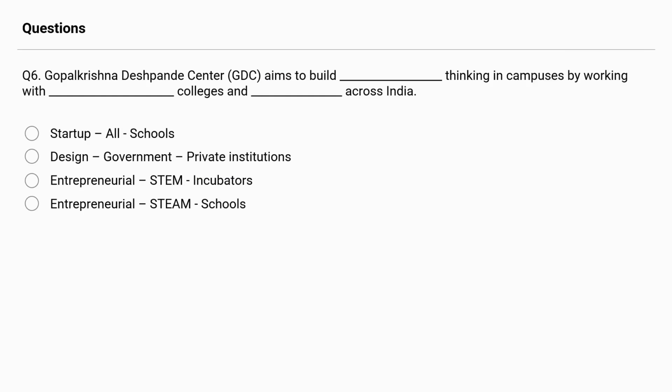Again, this is around GDC because that has been one of the more core areas of this particular week's content. GDC aims to build dash. Now, this is the first blank. Dash thinking and design in the campuses by working with dash colleges and dash across.